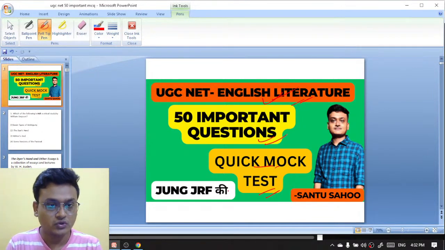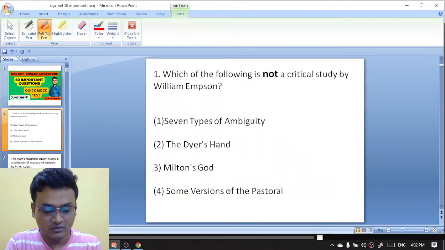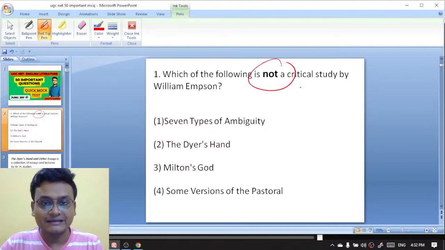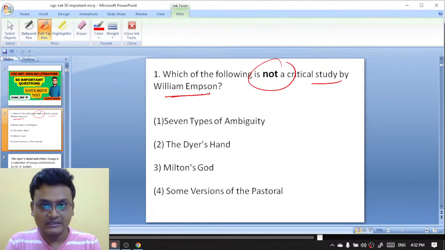And here is your first question on your screen. Without wasting your time, let's begin the session. The first question: which of the following is not a critical study by William Empson?